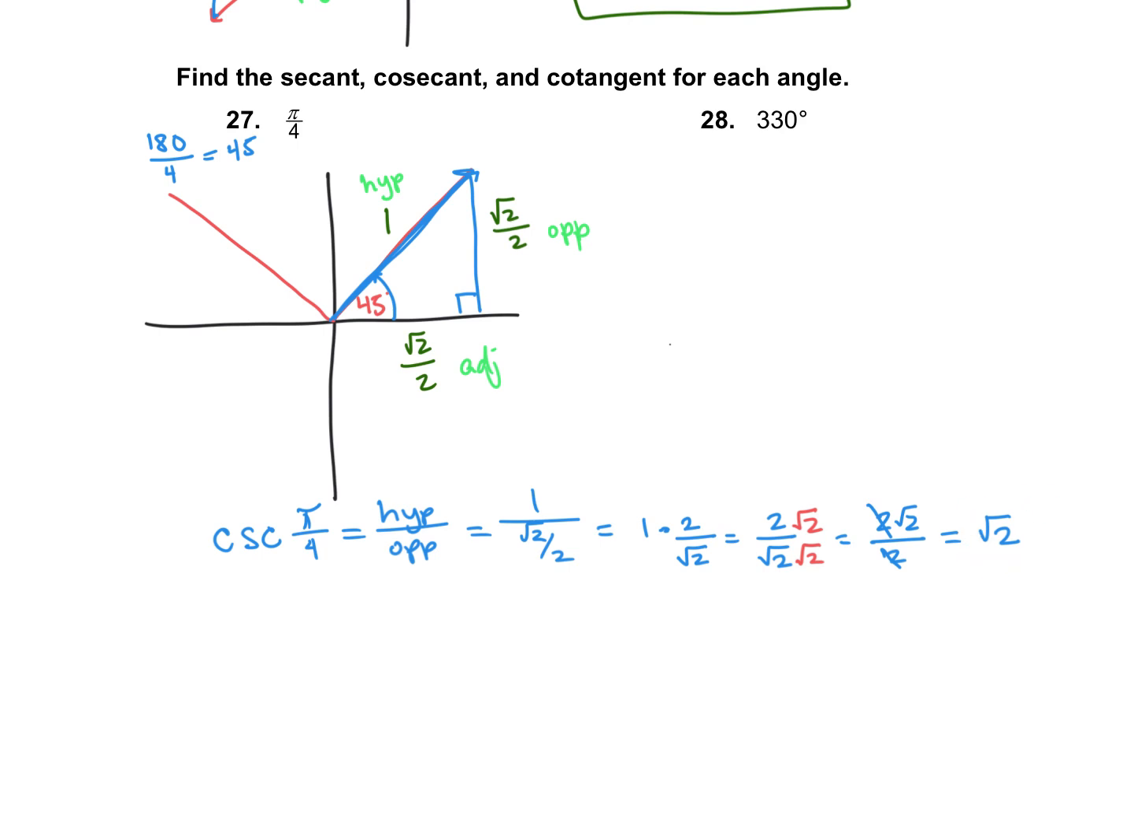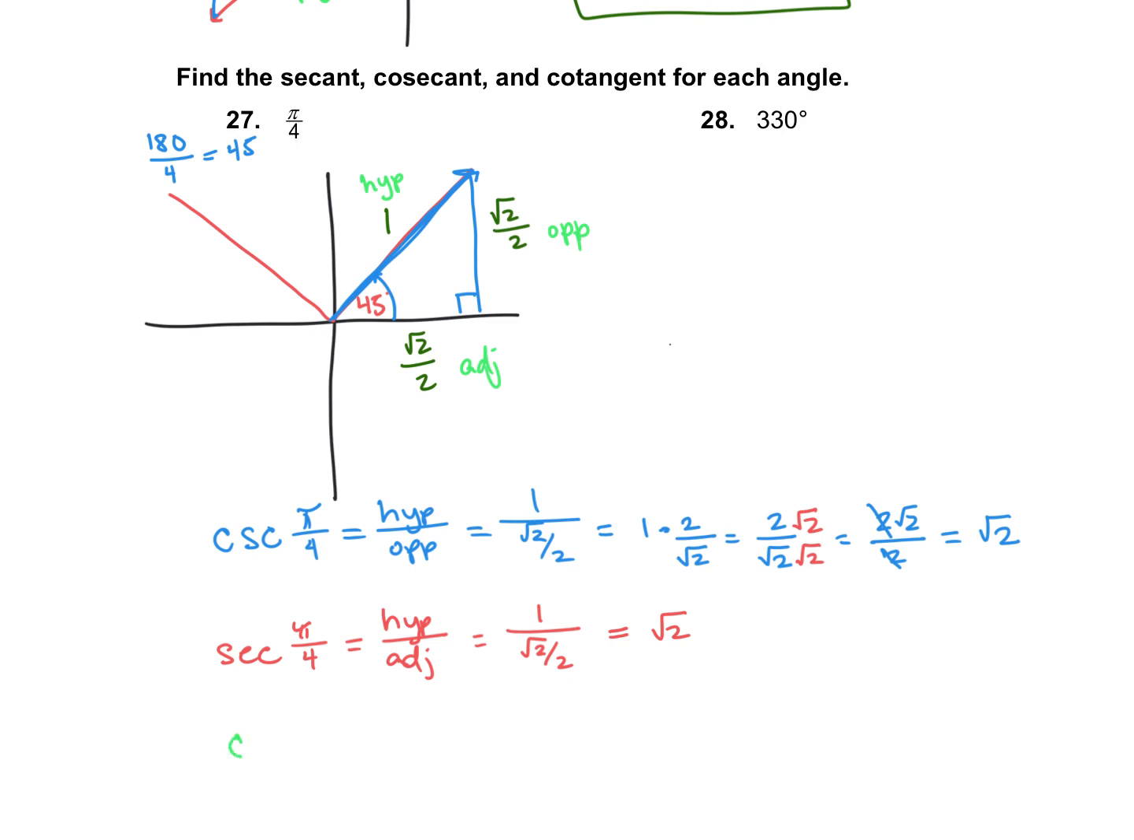All right, next one, the secant of pi over 4. Secant is the reciprocal of cosine. Cosine is adjacent over hypotenuse, so secant is hypotenuse over adjacent. So the hypotenuse is 1, the adjacent side is root 2 over 2. And here's where we want to just recognize, oh, we just had this same fraction. So I know that this will simplify all the way down to a square root of 2. So we're going to borrow that work and just say we know that it's equal to a square root of 2.